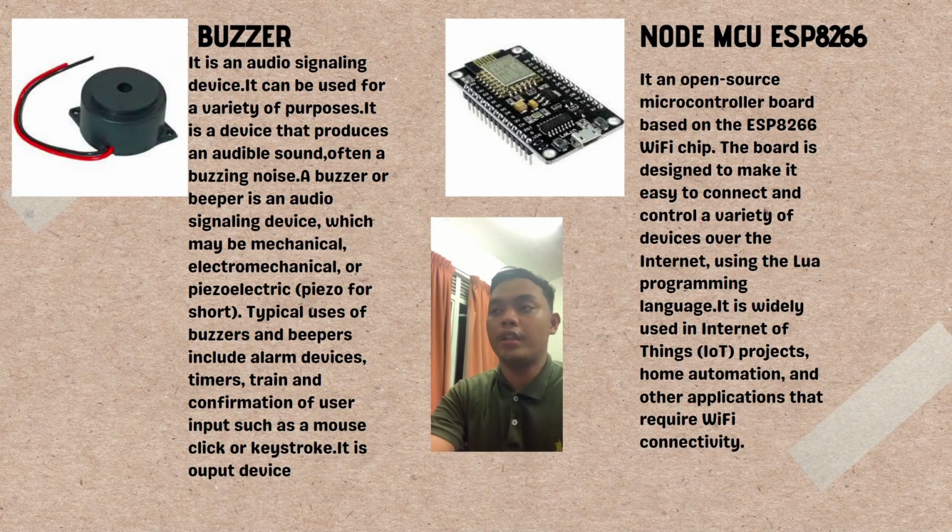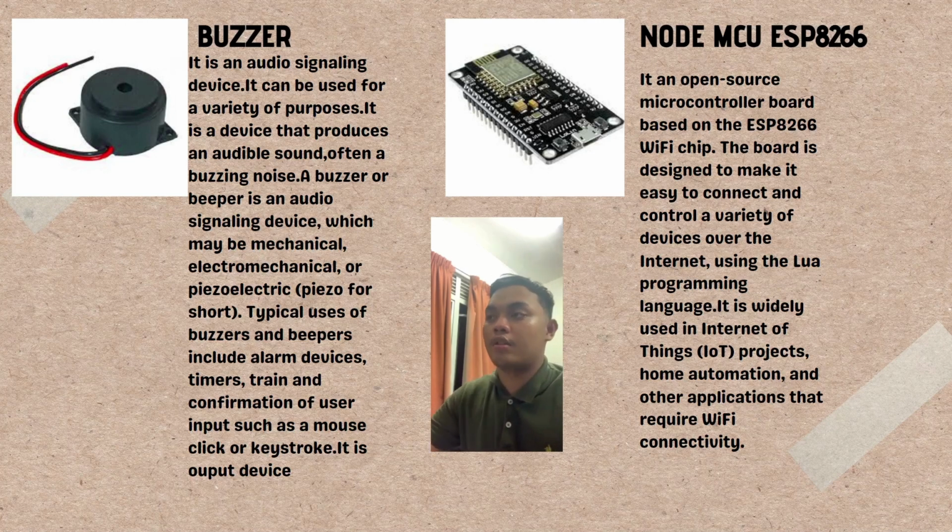Okay, the third component is the buzzer. It is an audio signaling device that can be used for a variety of purposes. It is a device that produces an audible sound, often a buzzing noise. A buzzer or beeper is an audio signaling device which may be mechanical, electromechanical, or piezoelectric. Typical uses of buzzers and beepers include alarm devices, timers, and confirmation of user input such as a mouse click or keystroke. It is an output device.